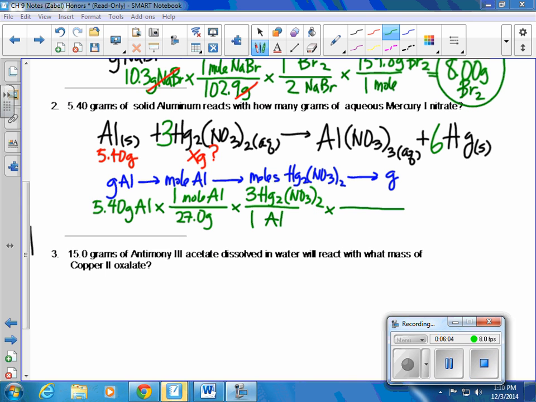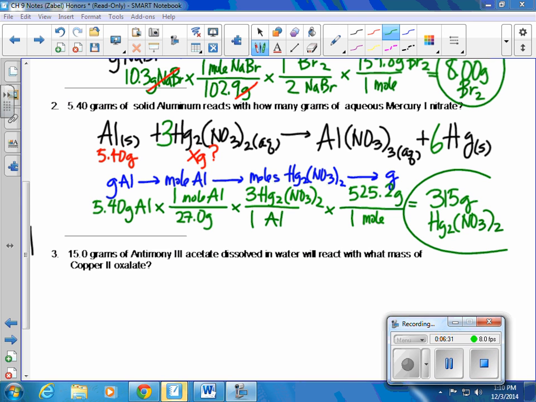And then the last step is I need to take the molar mass of that huge molecule there, which is going to be 525.2 grams in 1 mole. So go ahead and calculate this, and when you calculate, you should get 3 significant figures, and I got 315 grams of my mercury 1 nitrate.